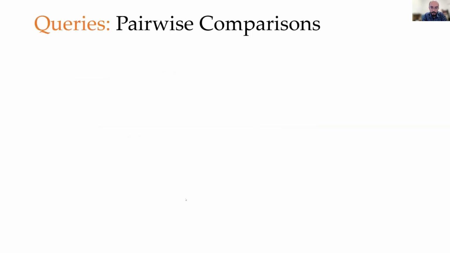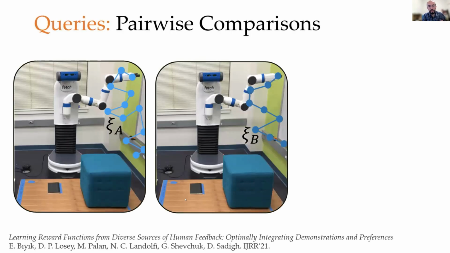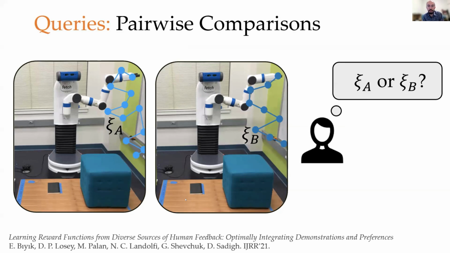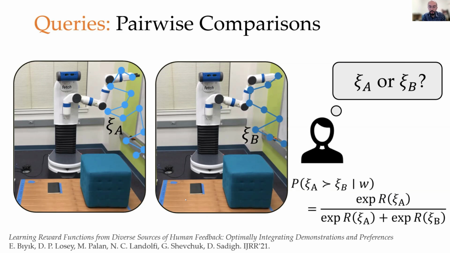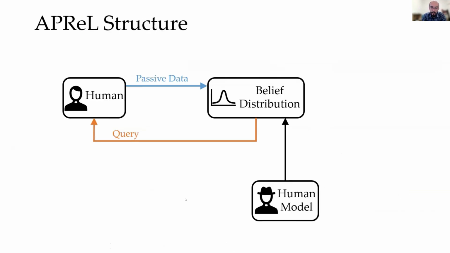One example query is pairwise comparisons. The robot shows two trajectories to the user, and then we ask the user whether they prefer trajectory A or trajectory B. Again, all we need is a response model for the human. For example, we can use the softmax model here. But the designers are not restricted to the query types that we implemented. They can come up with new types.